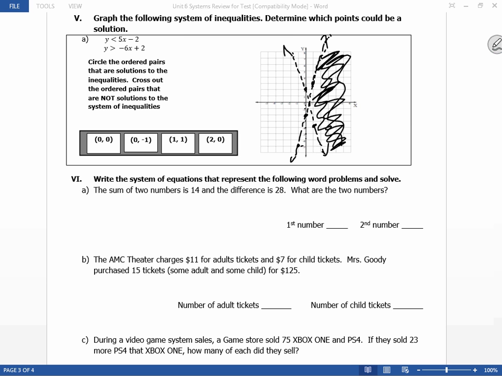Now we just check these points. So 0, 0 is not in the shaded area. 0, negative 1 is not in the shaded area. 1, 1 is in the shaded area, and 2, 0 is in the shaded area.